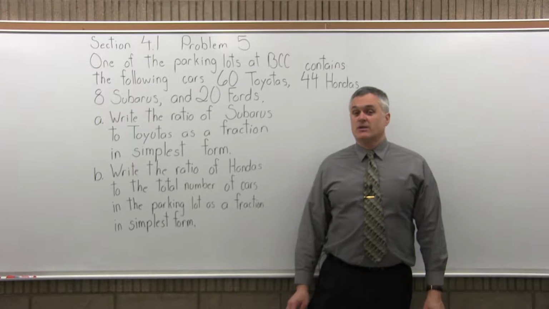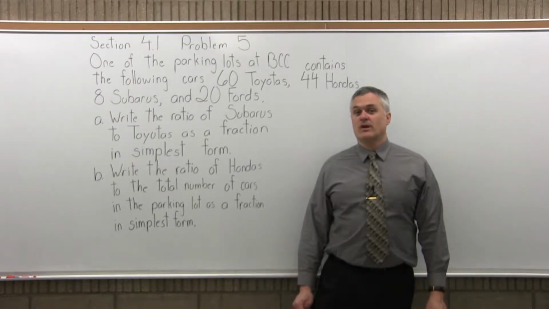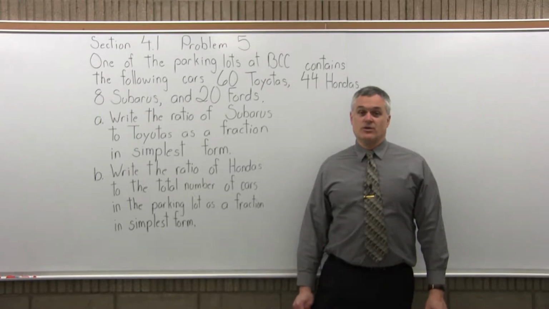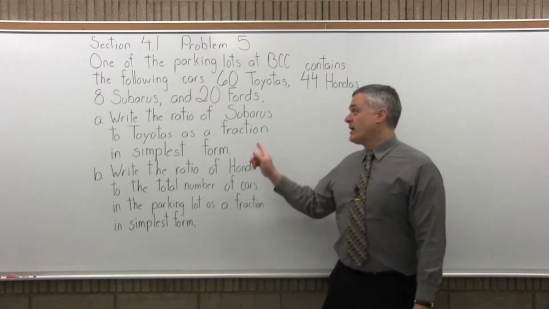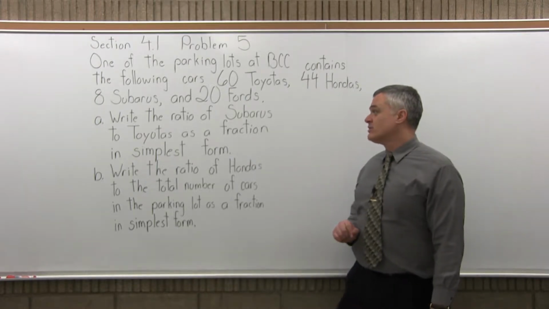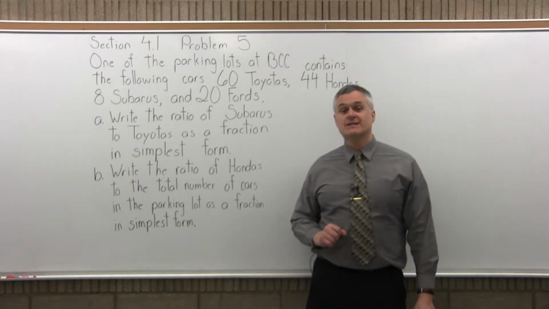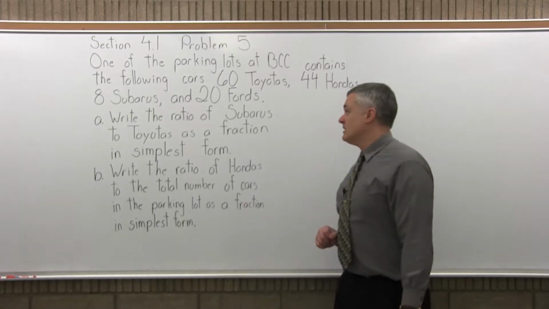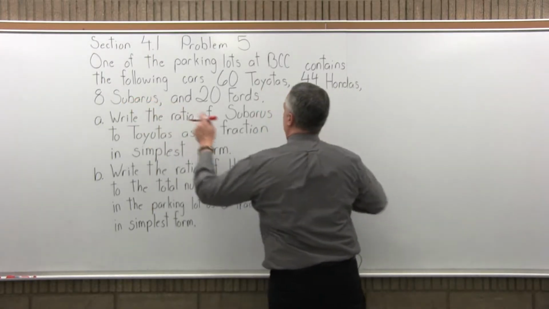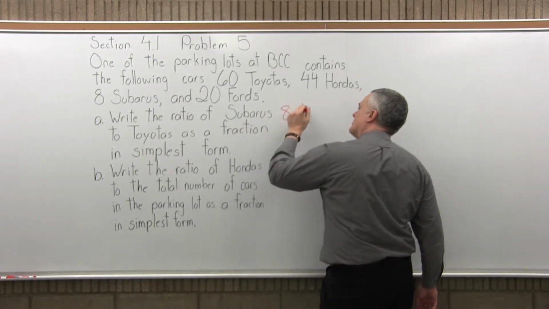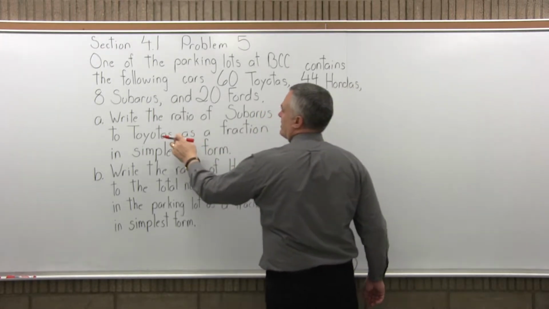It says one of the parking lots at BCC contains the following cars: 60 Toyotas, 44 Hondas, 8 Subarus, and 20 Fords. So for part A, write the ratio of Subarus to Toyotas as a fraction in simplest form. So first, number of Subarus. How many Subarus do we have? It says we have 8 Subarus. And as a ratio, it'll be 8 to the number of Toyotas.